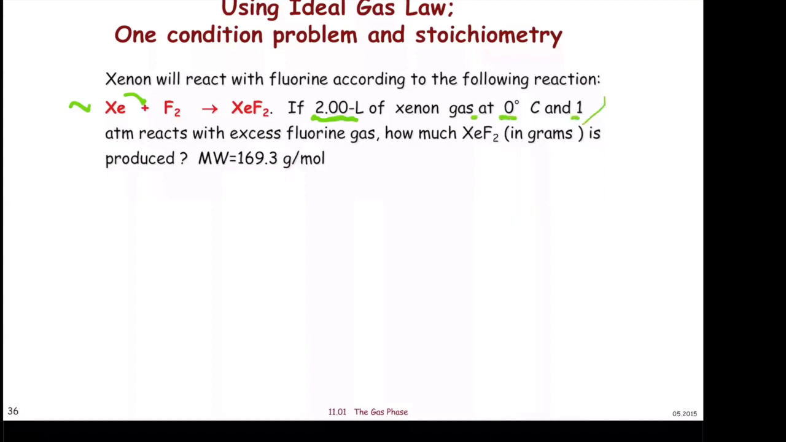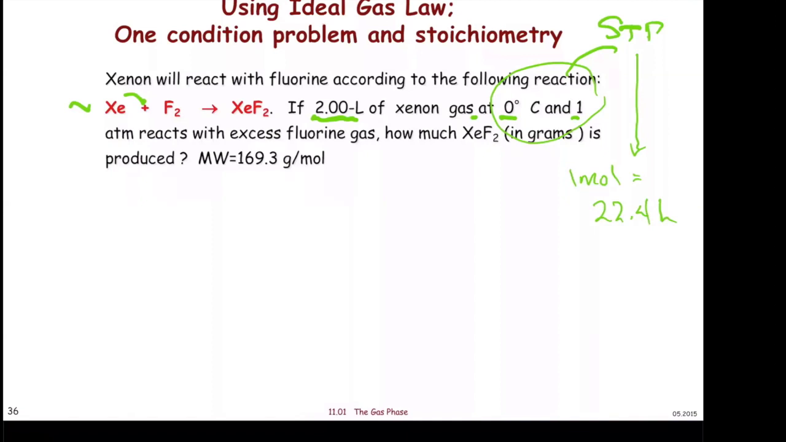you should remember that that's STP, standard temperature and pressure. Whenever you see this condition, then you know that 1 mole of gas has a volume of 22.4 liters. That's always the case under standard temperature and pressure.